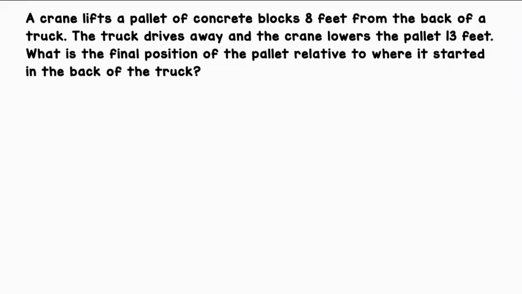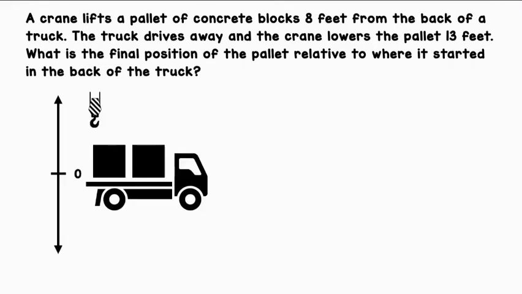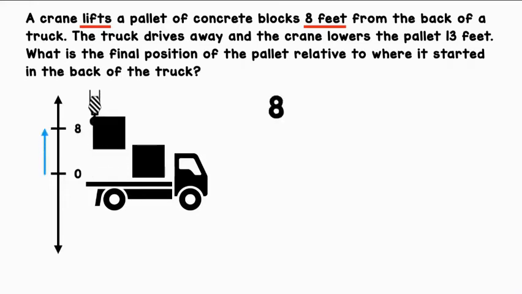A crane lifts a pallet of concrete blocks 8 feet from the back of a truck. The truck drives away and the crane lowers the pallet 13 feet. What is the final position of the pallet relative to where it started in the back of the truck? Let's use a vertical number line to represent this situation. First, the pallet is lifted 8 feet. We can represent this with a positive 8.